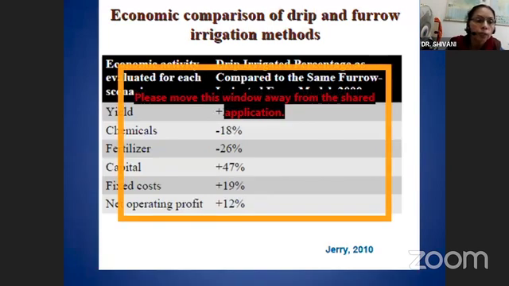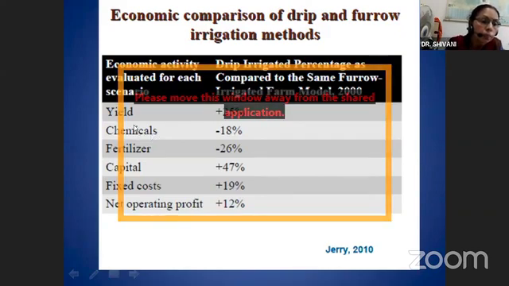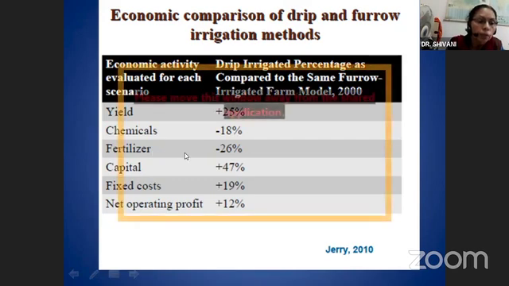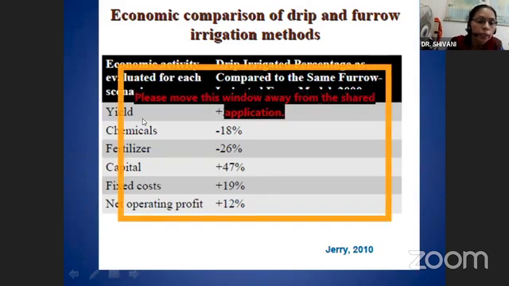This is the economic comparison. The yield is increasing. If we are using drip irrigation, we apply less chemical on the crop, and the fertilizer use efficiency also increases. So we give less fertilizer, less chemical, and the yield increases. The fixed cost increases, as I said, a high initial cost, so the capital cost is high, and net operating profit is 12%.